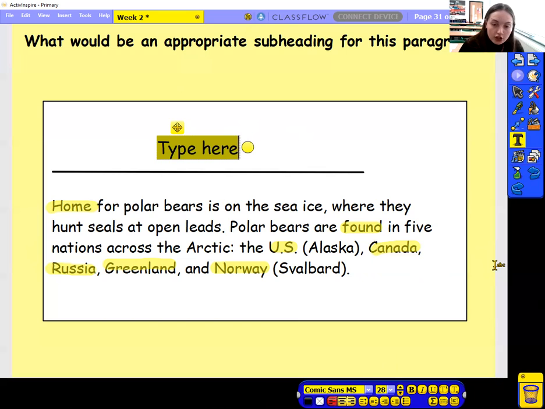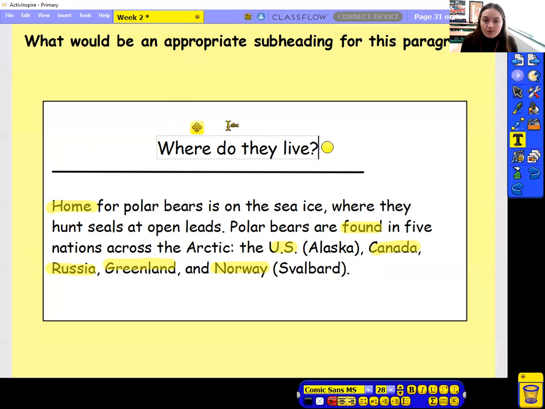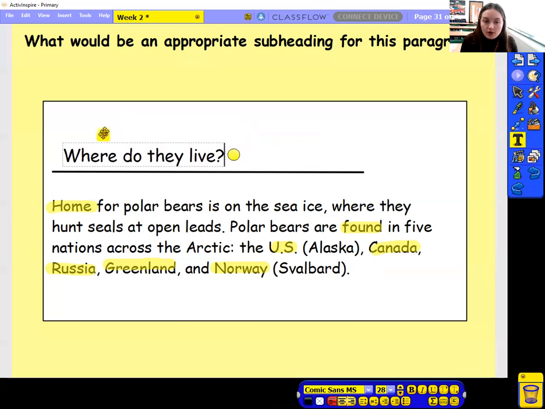If you think you know how to put where they live into a question, write it down on your piece of paper now. Fantastic. So where do they live? That is a good subheading for this section because it's asking that question of where we can find polar bears, and then the paragraph tells us about where those polar bears live, where their homes are.